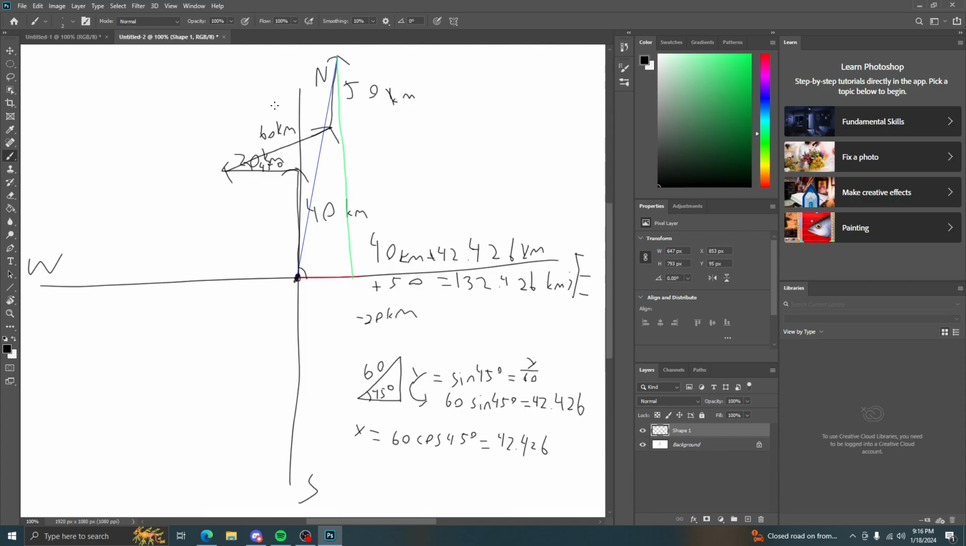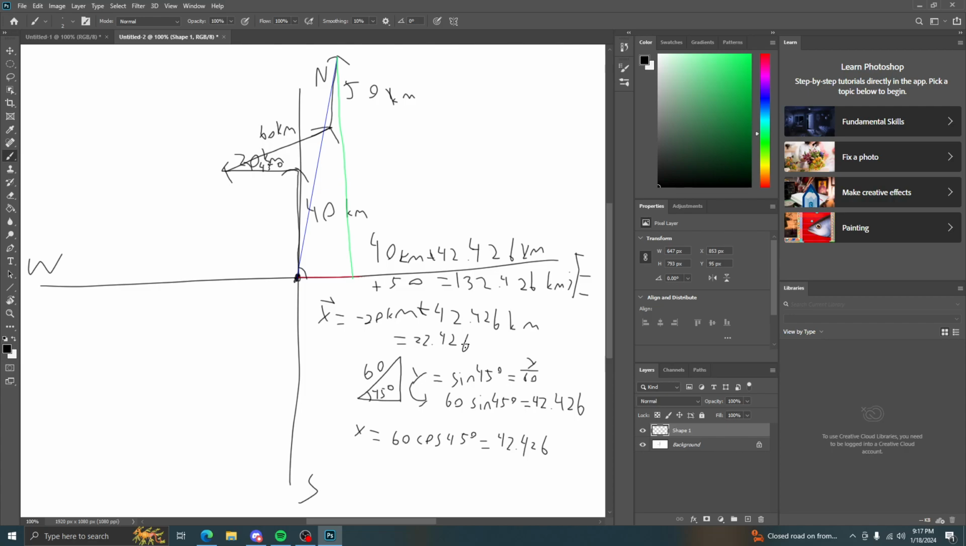And then the only other time we travel along the x-axis is when we go 60 kilometers northeast. And that's going to be what we found here, plus 42.426 kilometers. And that's going to be vector x, 22.426 kilometers.